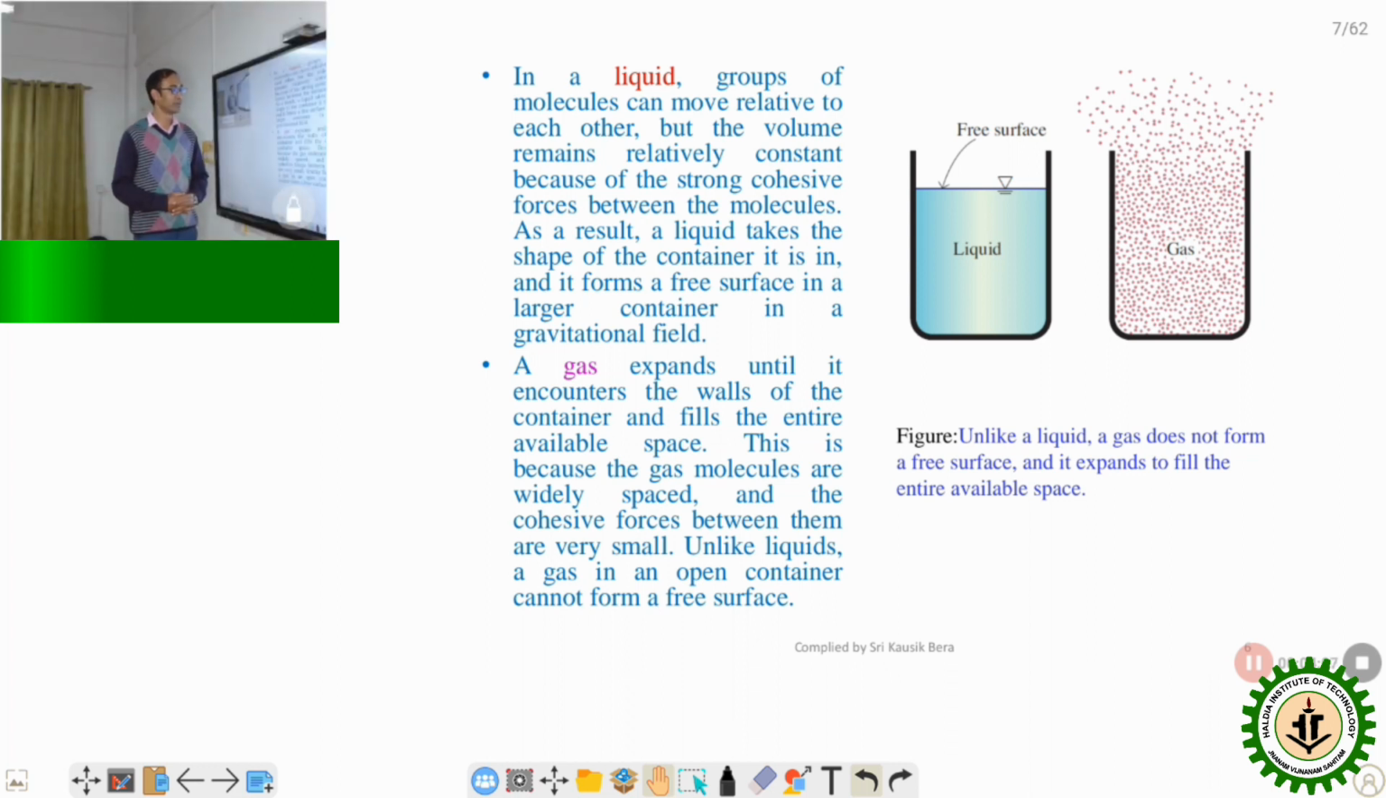This is because the gas molecules are widely spaced and the cohesive forces between them are very small. Unlike liquids, a gas in an open container cannot form a free surface. This is the example of a liquid, which occupies up to a certain level and has a free surface, but a gas fully occupies the container. Because of the cohesion of the intermolecular bonds, the shape changes and its form also changes.